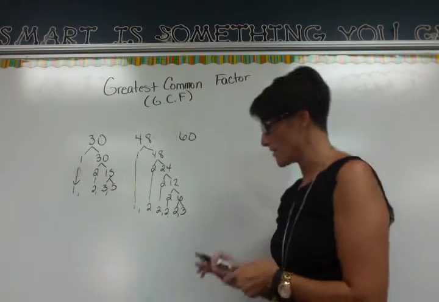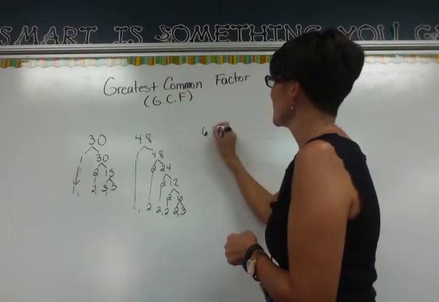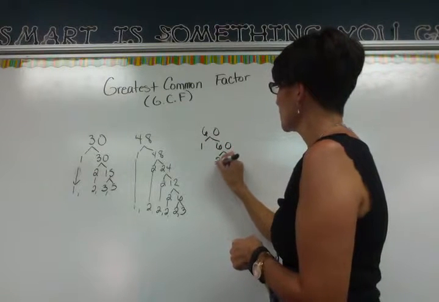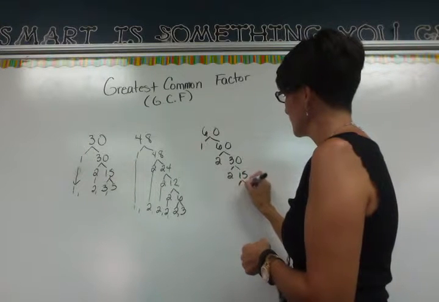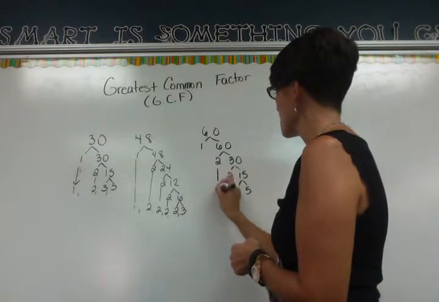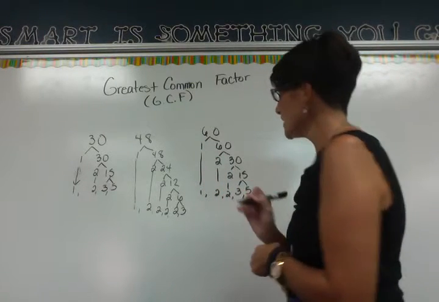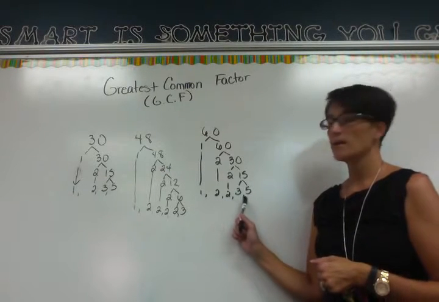And now look, I ran out of room for my 60. I'm going to have to move it over just a little bit. All right, so let's factor out 60. So 1, 60, 2, 30, 2, 15, 3, 5. Again, I'm going to bring down all of these numbers. And I'm going to say the factors of 60 are 1, 2, 2, 3, and 5.